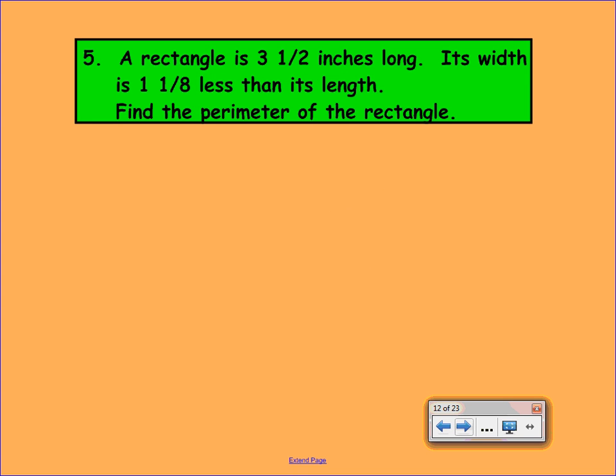Looking down at the very bottom of your notes, a rectangle is 3.5 inches long. Its width is 1 1/8 inch less than its length. Find the perimeter of the rectangle. Sometimes it helps to draw this, so why don't you start with that tip by drawing the rectangle and putting in its dimensions, and I'll wait here while you figure it out.